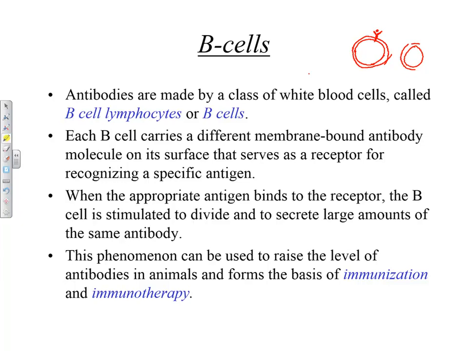But anyway, it's going to produce more copies of itself, and that is the principle behind immunotherapy. When the appropriate antigen binds to the receptor, the B cell is stimulated to divide. There's a signal transduction inside the cell, and the cell division machinery is stimulated. The cell makes many copies of itself, and it will secrete large amounts of the same antibody. This is the phenomenon used to raise the level of antibodies in animals and forms the basis of immunization and immunotherapy.